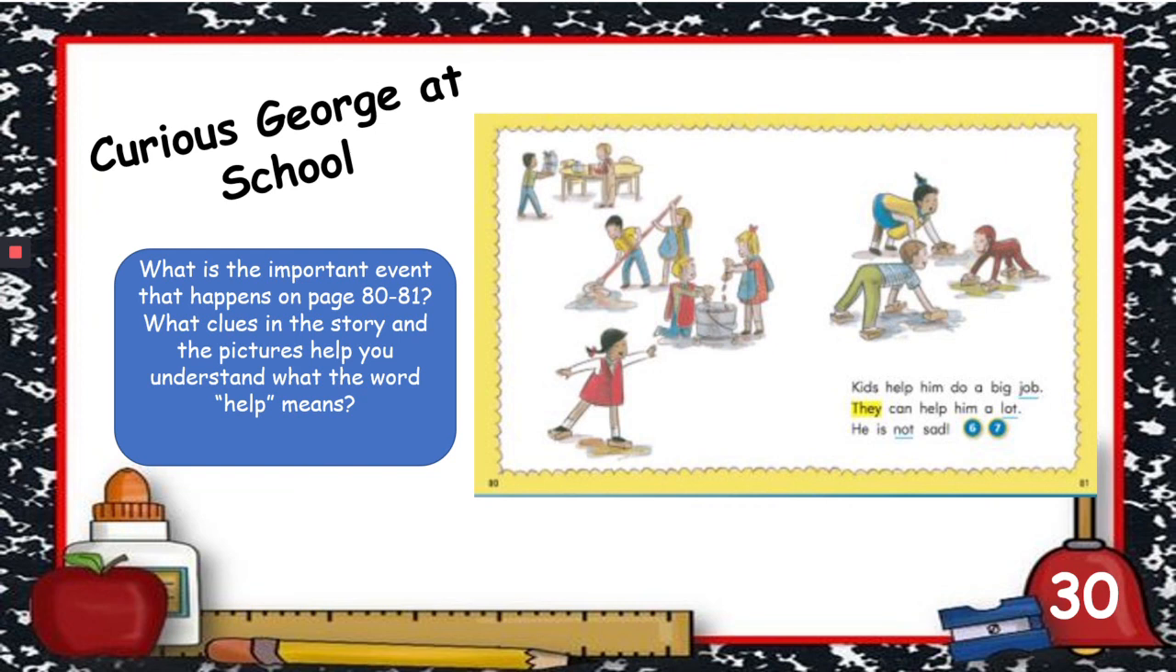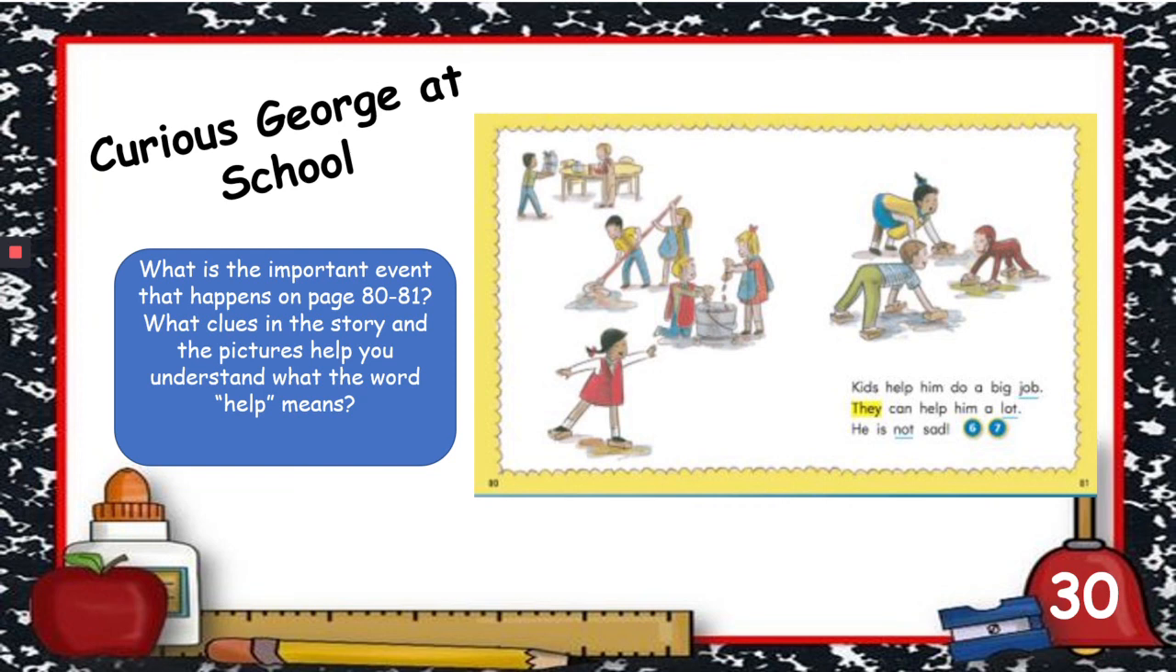He is not sad. It looks like George isn't sad anymore. What is the important event that happens on pages 80 and 81? The children help George clean up the mess. He isn't sad anymore because the children being helpful made him smile.